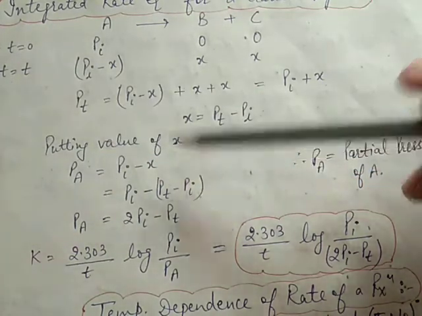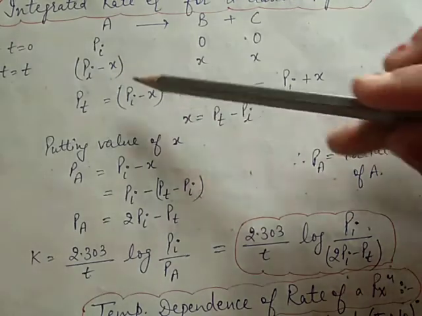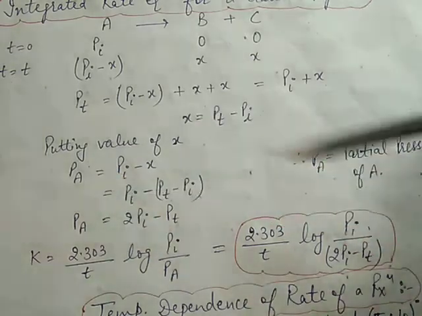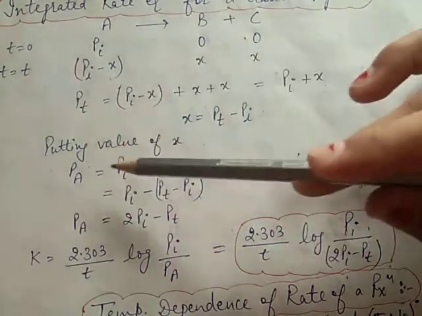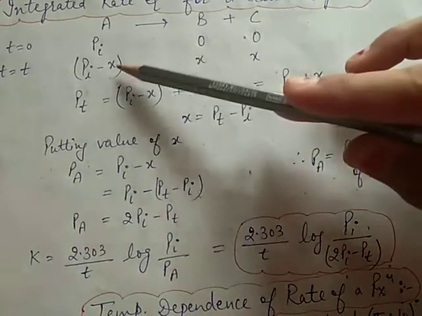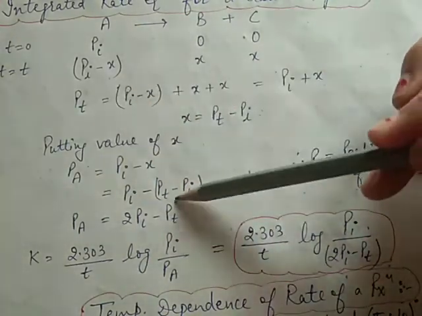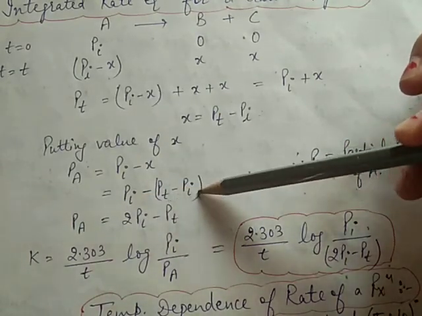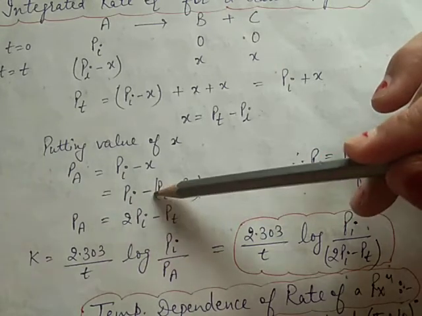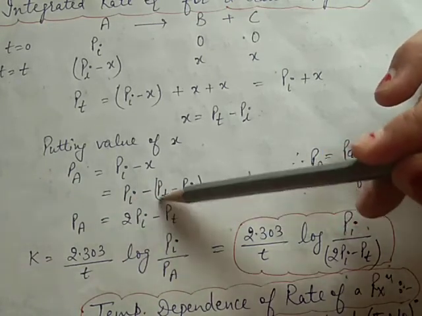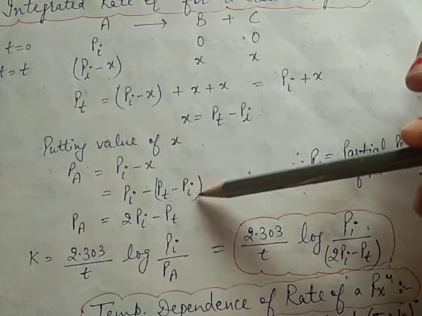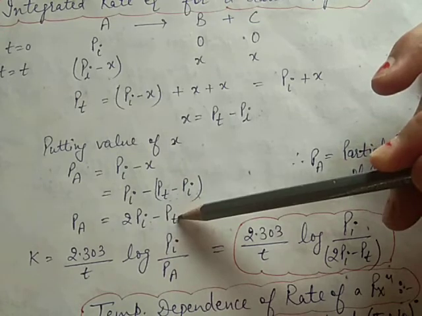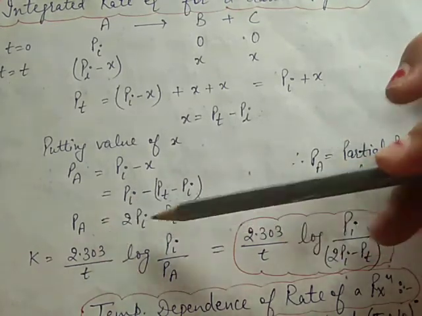Putting this value of X in this equation, the partial pressure of A, PA, is equal to Pi minus X. This is the equation. Putting the value of X here, Pi minus (Pt minus Pi). Minus minus becomes plus Pi, so 2Pi minus Pt is left. This is the partial pressure of A.